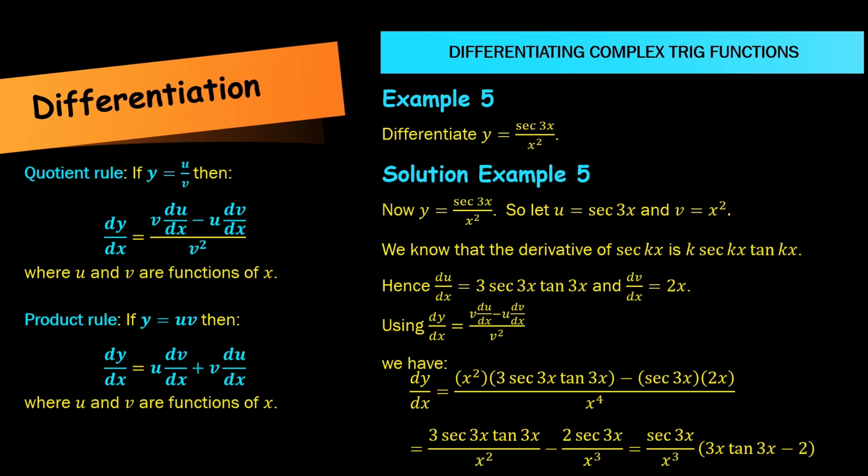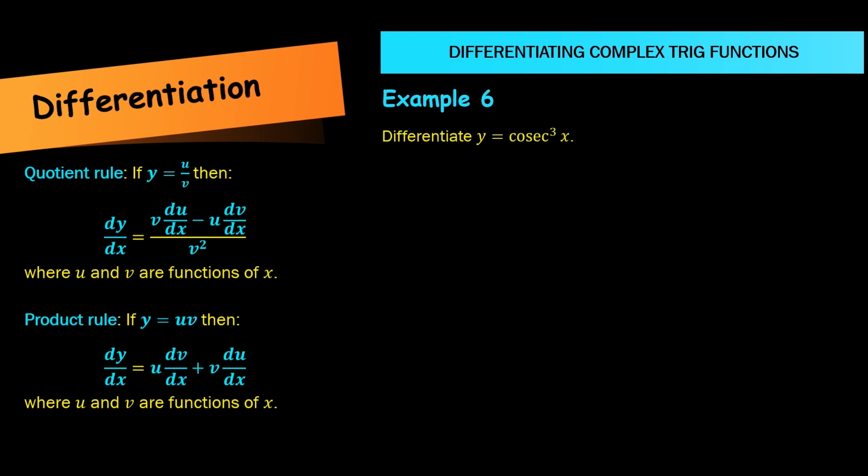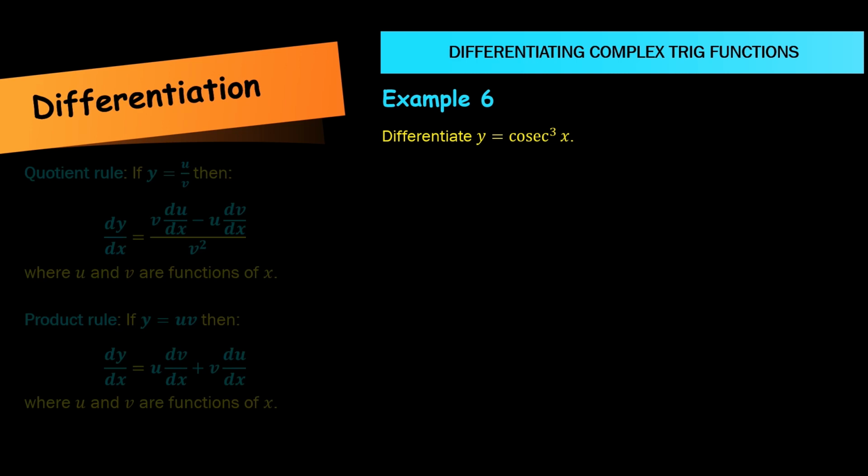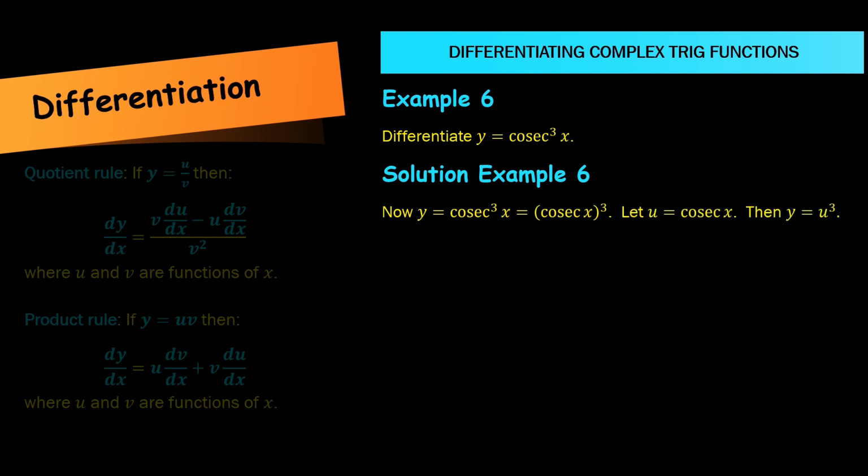Now let's have a go at another example. Pause the video and have a go. Press play when you're ready to view the solution. We are required to differentiate y equals cosec cubed x. So let's solve this. We can re-express y equals cosec cubed x by letting u equal cosec x, and then that gives us y equals u cubed.